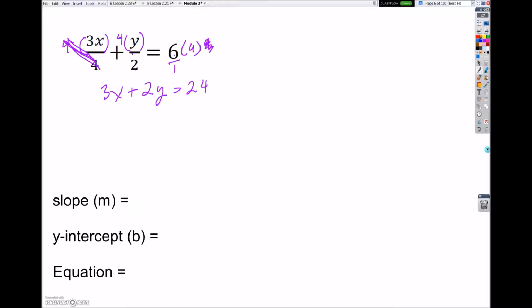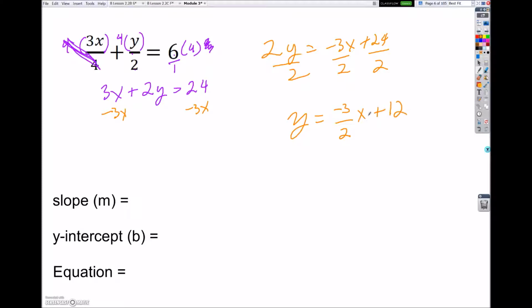From here now I can begin the process of getting y by itself by subtracting 3x on both sides of the equal sign. There I'll have 2y is equal to negative 3x plus 24. And if I divide each and every term by 2, this will give me y equals negative 3 over 2x plus 12. So my equation is right there, y equals negative 3 over 2x plus 12. My slope here is negative 3 over 2. And my y-intercept is positive 12.